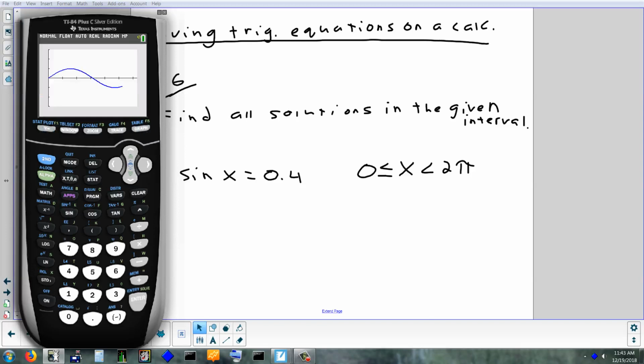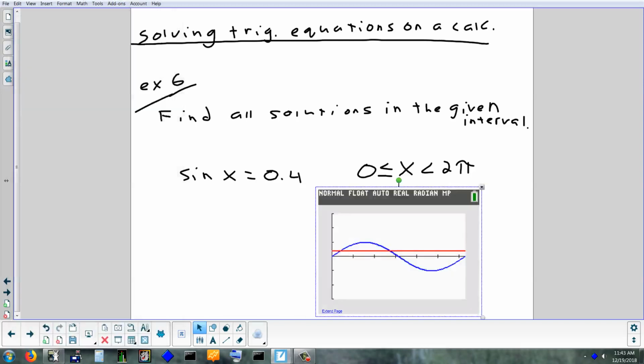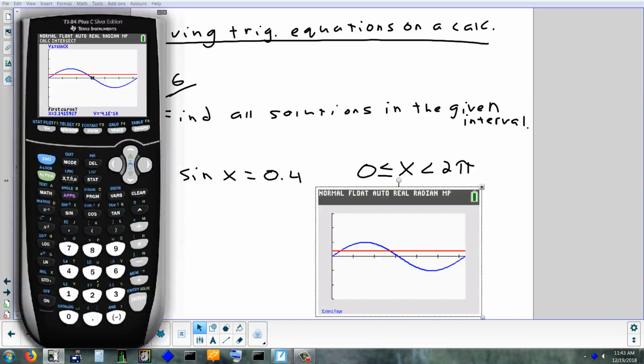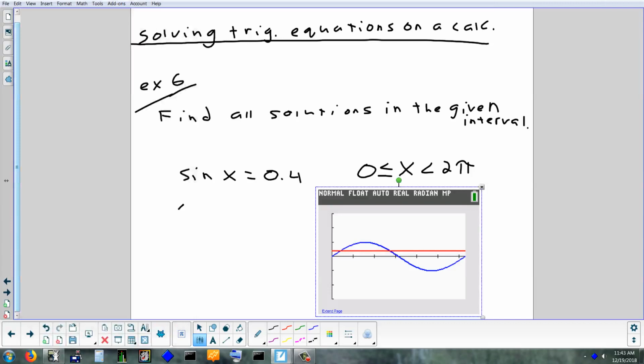So there's the sine function, and there's my line. Y equals 0.4 is just a line at 0.4. How many times do they cross? They cross twice. So let's go second calc, intersect. If you just hit enter a bunch of times, it'll give you one of them randomly, whichever one you're closer to. So 2.73. That's one of our answers.